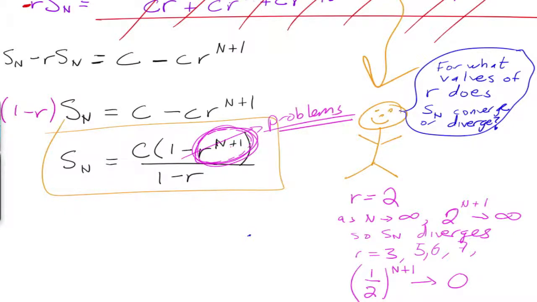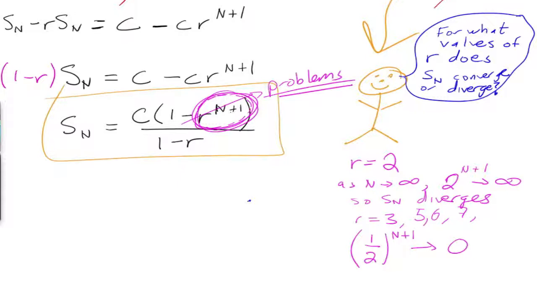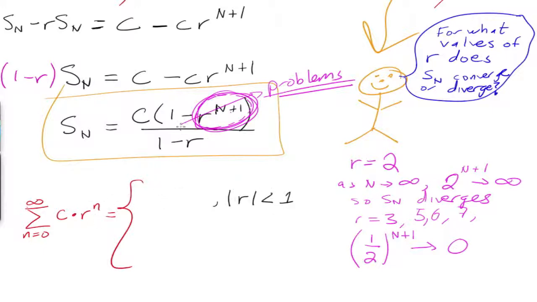Okay, so let's write this down. Let's summarize what we just learned out of our brainstorming session. So the geometric series, the sum from n equals 0 to infinity of c times r to the n, is equal to, if r is between -1 and 1, so in other words, if the absolute value of r is less than 1, then this is going to converge to c over 1 minus r.